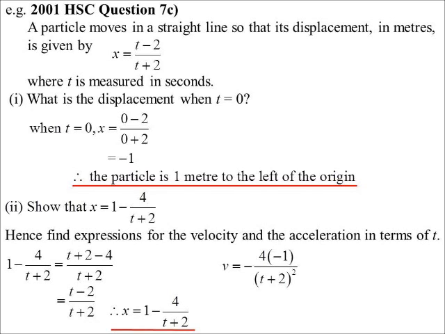So, velocity, we differentiate. Well, 1 obviously goes away. Differentiate a constant, you get 0. I've used the reciprocal here. Reciprocal rule, minus the derivative on the function squared.